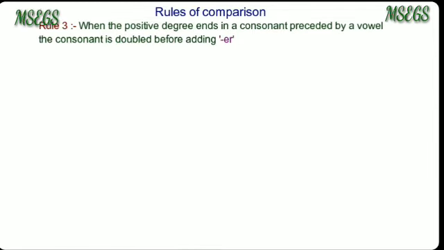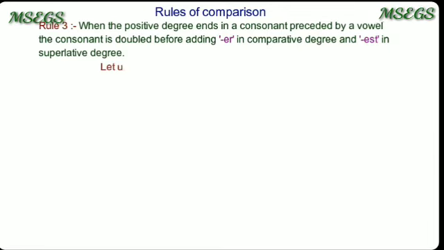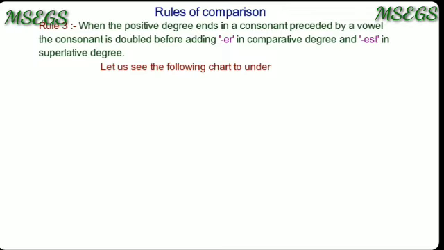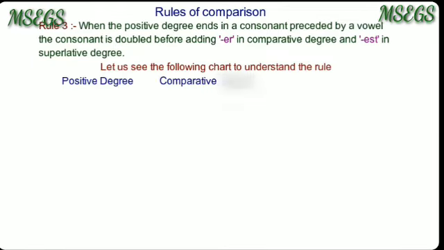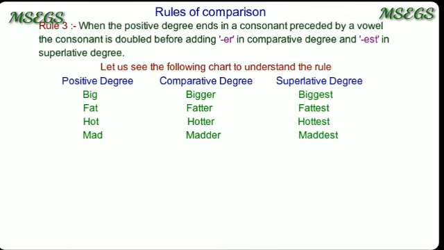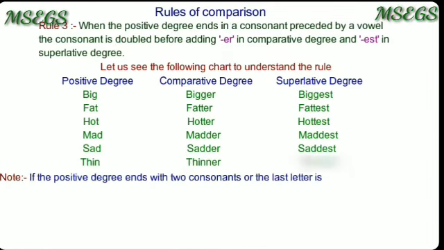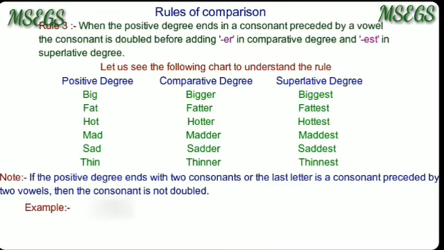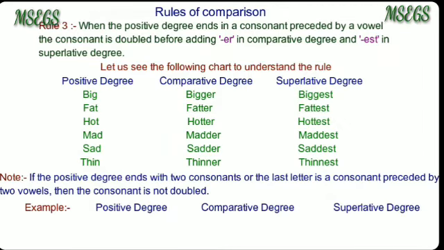Now rule number 3, when the positive degree ends in a consonant preceded by a vowel, the consonant is doubled before adding er in comparative degree and est in superlative degree. Let us see the following chart to understand the rule. Look, big becomes bigger in comparative degree and biggest in superlative degree. Fat, fatter, fattest, hot, hotter, hottest. These are changed in this way.